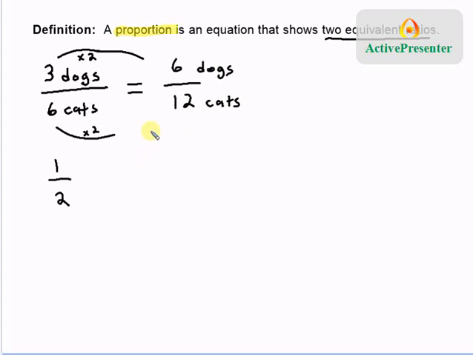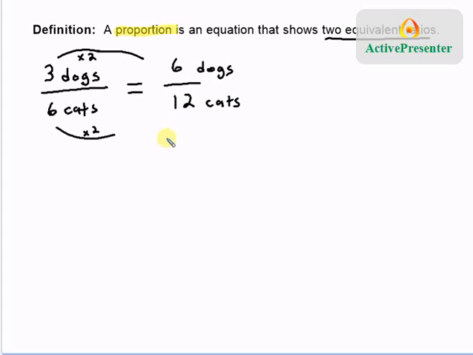So we have two equivalent ratios. 3 dogs to 6 cats is equivalent to 6 dogs to 12 cats. These two are the same. If I divide those out, 3 divided by 6 is going to give me 1 over 2. If I divide 6 by 12 and I simplify that all the way down, I'm also going to get 1 over 2. So they are equivalent ratios. And that is the definition of a proportion.